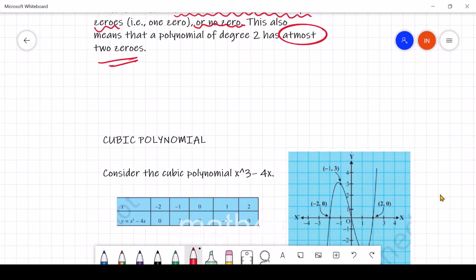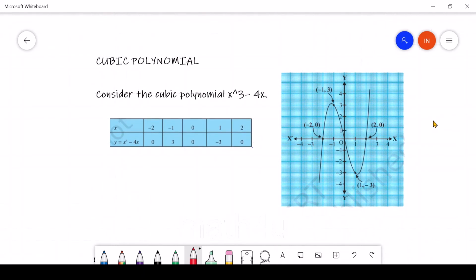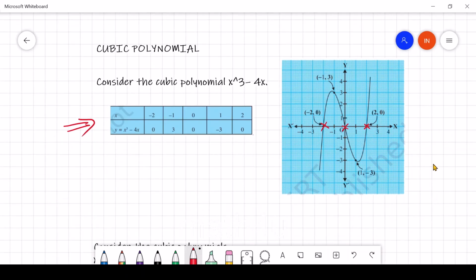Is it clear? Yes. So let's move on to the cubic polynomial. Consider this polynomial x cubed minus 4x. When we plot it using this tabular column, you can see how the graph is. Wherever it is meeting the x-axis, we have to check. You can see here, then here and here. 3 places it is meeting, right? So let's see how it will be.